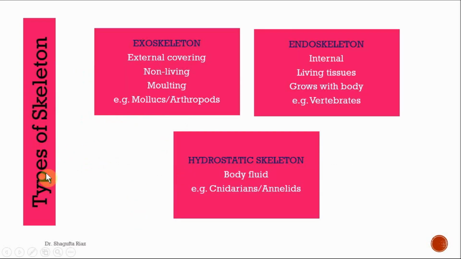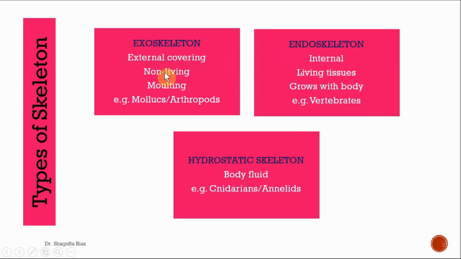Now there are three types of skeleton that we normally notice in different types of animals: exoskeleton, endoskeleton, and hydrostatic skeleton. Exoskeleton is basically the external covering of the animal. It is present on the outer side of the animal, right? While the endoskeleton is present internally, covered with muscles and skin.